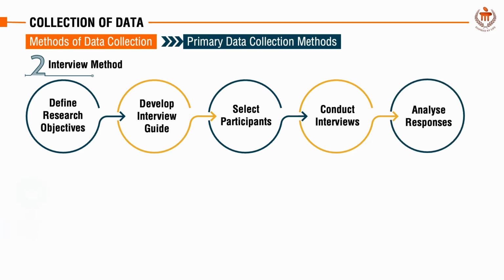The process of conducting an interview involves several key steps. First, the research objective must be clearly defined, outlining what the researcher hopes to learn from the interview. Next, an interview guide is developed, which includes a list of questions or topics to steer the conversation. After that, the participants are selected based on the research criteria. Once the interviews are conducted, the responses are carefully analyzed to identify themes, patterns, or insight that align with the study goals.